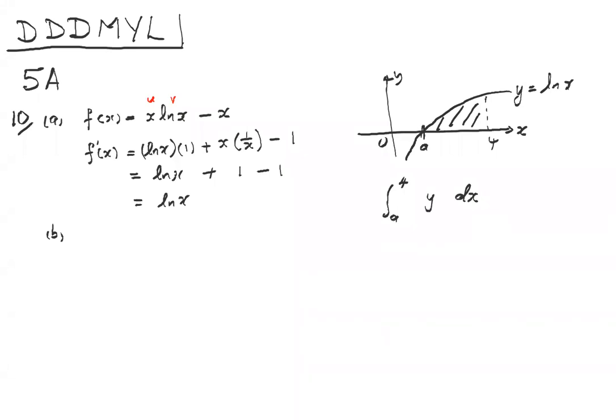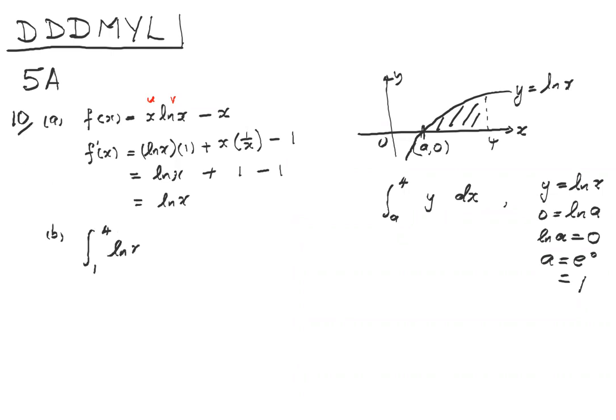So how to find a? A is the x-intercept. So I put into my formula y equal to ln x. When I put y equal to 0, my x will be a. So ln a equal to 0, so a equal to e to the power 0, which is 1. So I know my a already. So I integrate from 1 to 4 ln x dx.